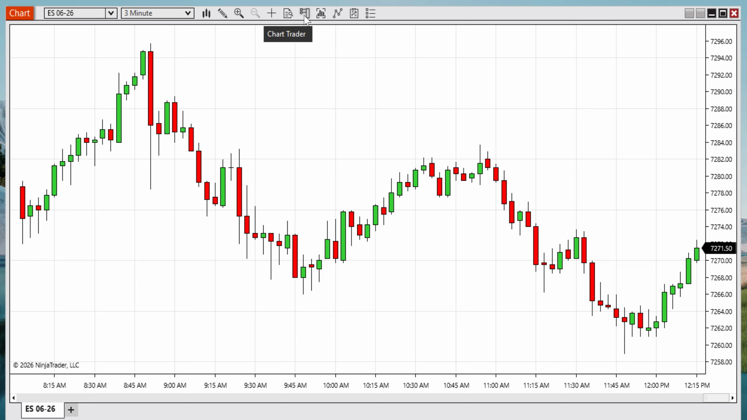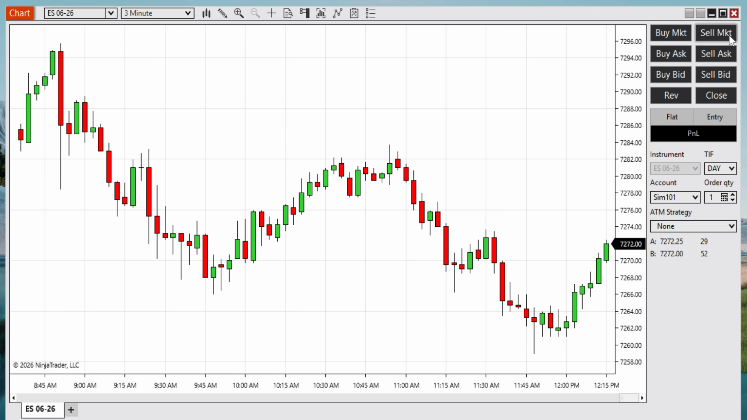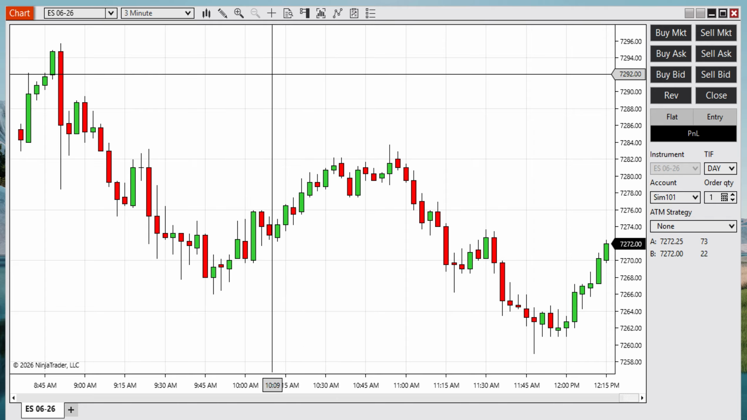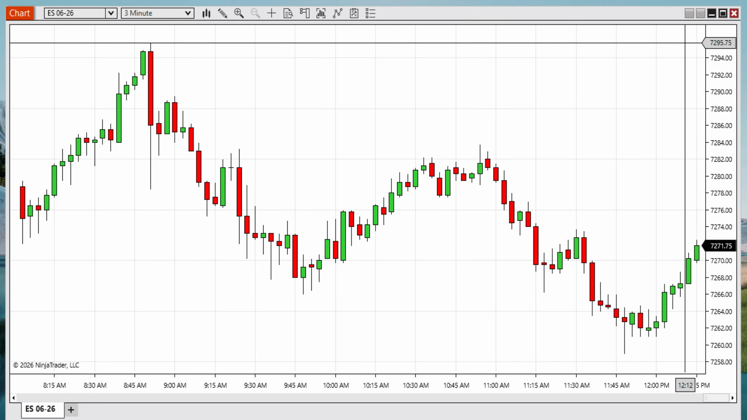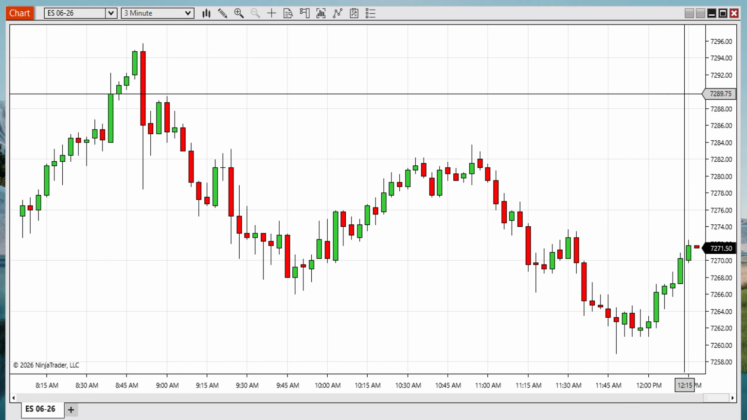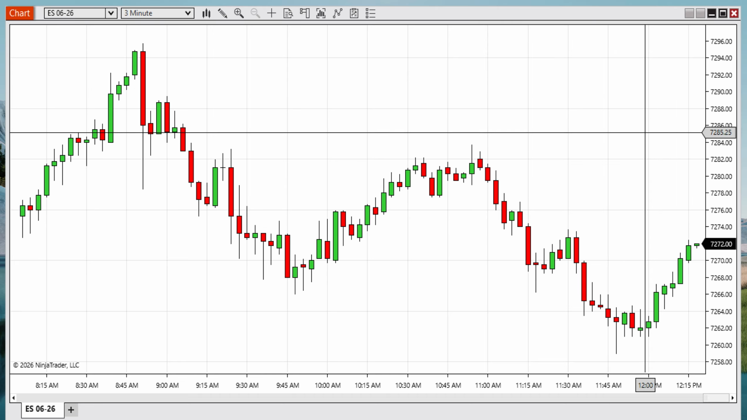Next is chart trader. So this is your control. Right now it's off, so if you want to turn it on, click on the chart trader and then you get this calculator kind of thing. Okay, these are all buttons with money impact. Make sure you understand all these things before you click something. For now we just learned how to turn off the chart trader. We don't need chart trader. If you're not trading, get that away, so that you don't click something.